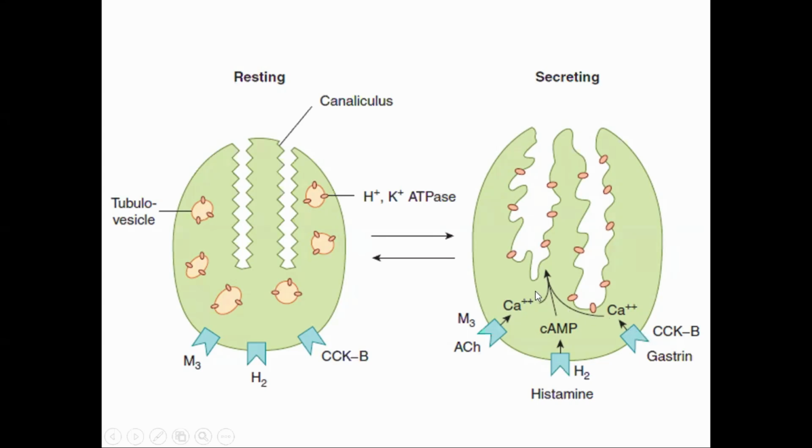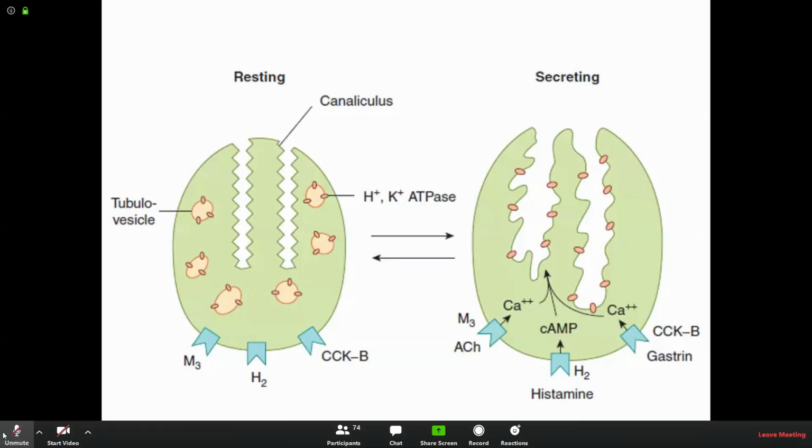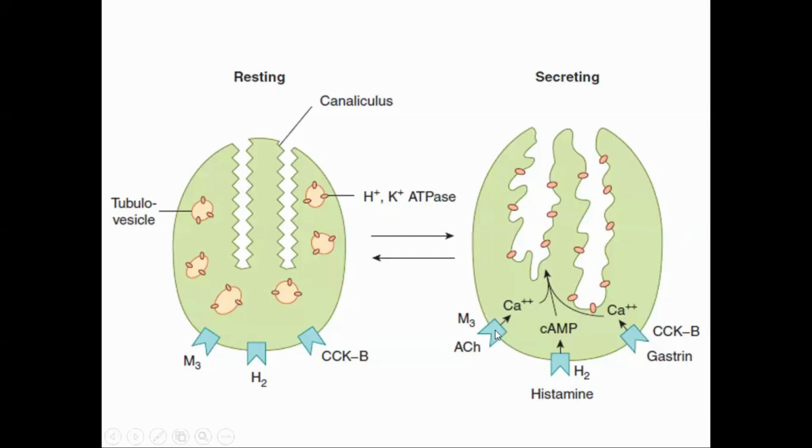So when calcium ion is increased, what will happen? It will cause exocytosis of the synaptic vesicles. We have studied this in MSK also. How many calcium ions are required for exocytosis of one synaptic vesicle? Four. So when acetylcholine binds with the M3 receptor, it causes an increase in the calcium level of the parietal cell.